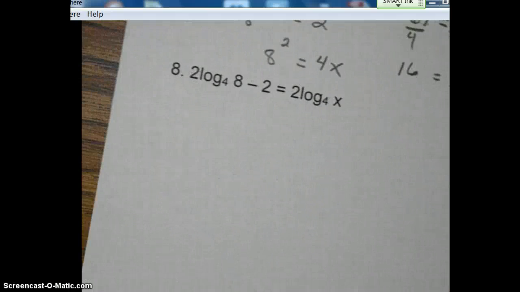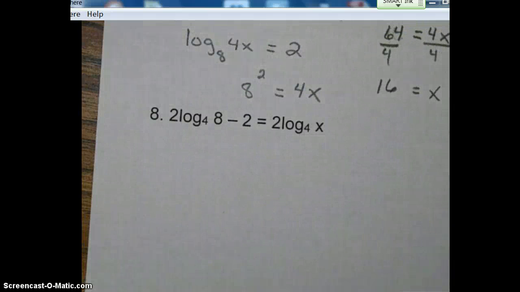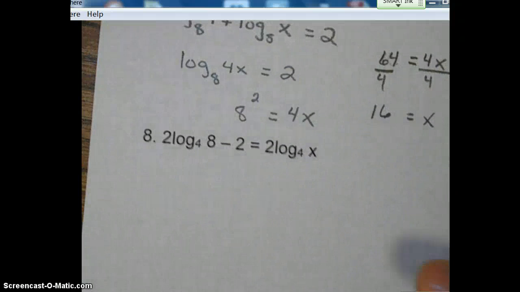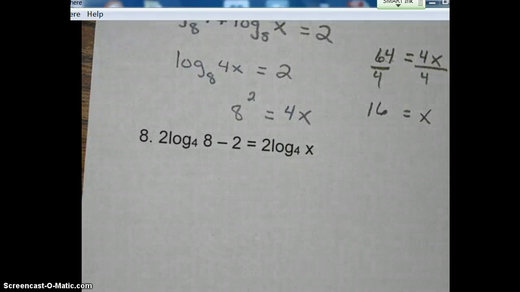All right, number 8. And hey, don't be afraid to ask me if you don't understand something, okay? Don't keep it to yourself. Ask your partner, ask me, ask somebody.